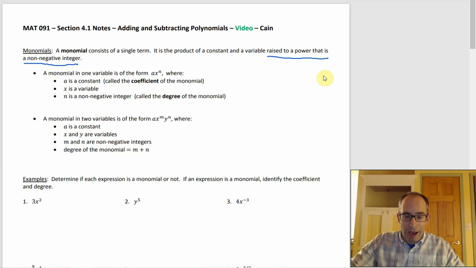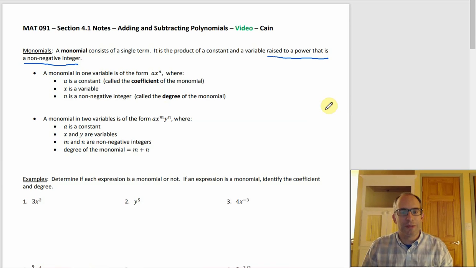So I guess obviously from that phrasing, it would mean you won't have any negative powers. You won't have like an x to the negative 2. But the other thing that you won't have would be fractions, because those aren't integers. So that means you're never going to have any roots, because a square root is the same thing as raising to the power of 1/2. So you can't have things like that, not as part of a monomial and not as part of a polynomial when we get there.